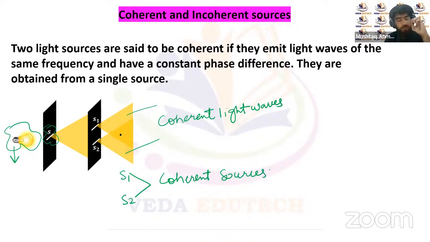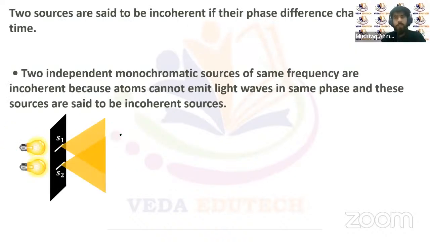While any light waves which do not have the same frequency, or whose phase difference between them varies, are called incoherent sources. They are not coherent. They will be called incoherent sources of light if their phase difference changes with time.